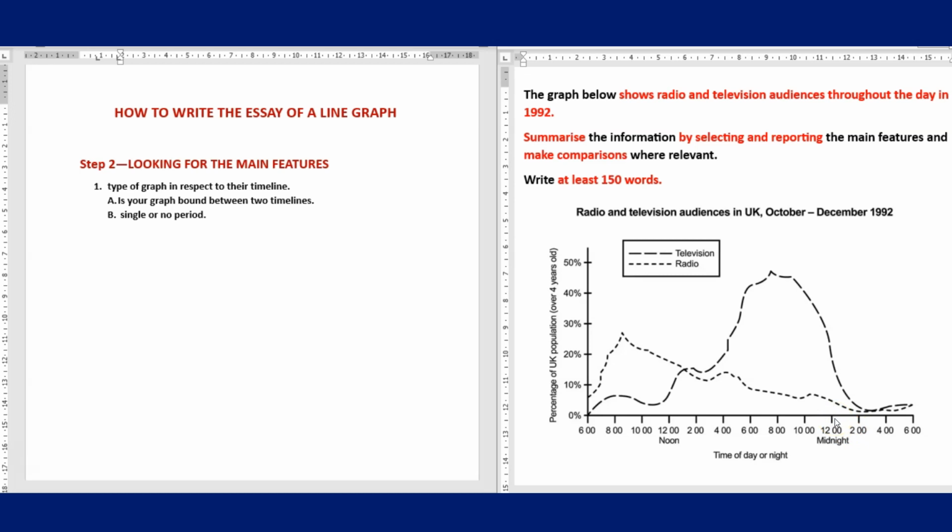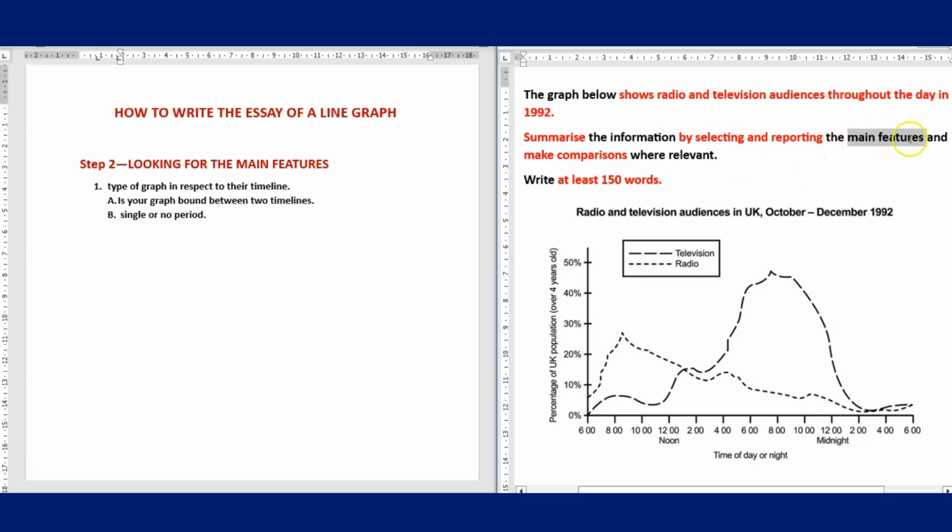If you remember when we were talking about the marking criteria, we stated that we don't want to mechanize our essay. We want to make sure that we are more flexible, we understand the question and share the key ideas in the essay. So we have to look out for the main features within the essay. And remember, from our task, they said we should summarize the information by selecting and reporting the main features and make comparisons of those main features.